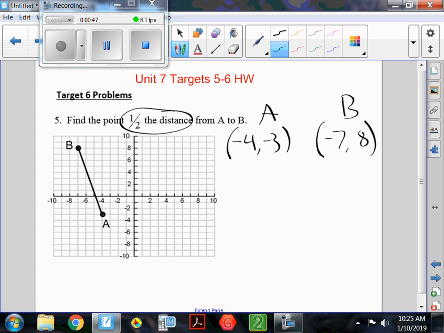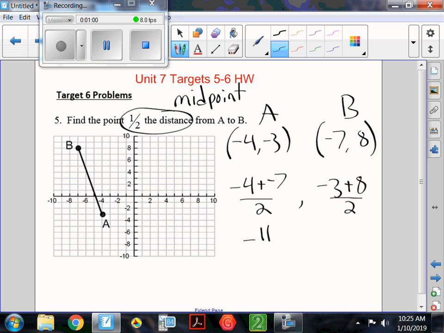So half the distance is the midpoint. -4 plus -7 divided by 2, -3 plus 8 divided by 2. -11 divided by 2, and -3 plus 8 is 5 divided by 2, and so as a decimal, that's -5.5, comma 2.5. If I graph that, -5.5, 2.5, I can see that. So I will still show it on the graph, even though the midpoint would be the fastest way to do that.